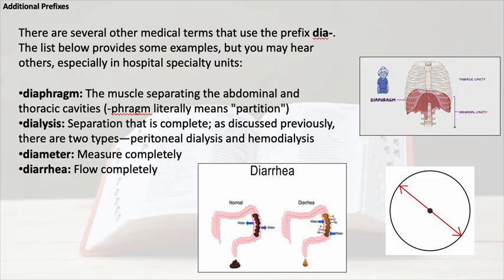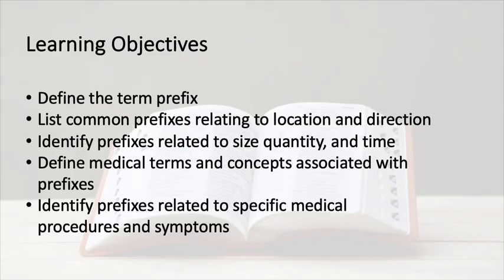So this wraps up our unit on prefixes. I'm going to come back to our learning objectives here. We went over the definition of the term prefix. We went over common prefixes and categorized them based on location, direction and time, size, quantity, also relating to particular symptoms or conditions or medical procedures. And we also identified some prefixes that didn't quite fit into a specific category, but we discussed the various ways that prefixes alter the meaning of a word.